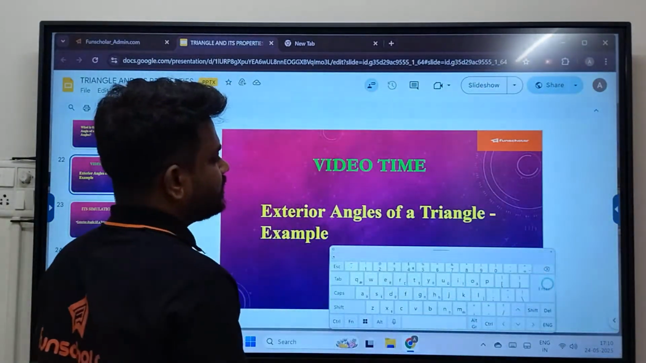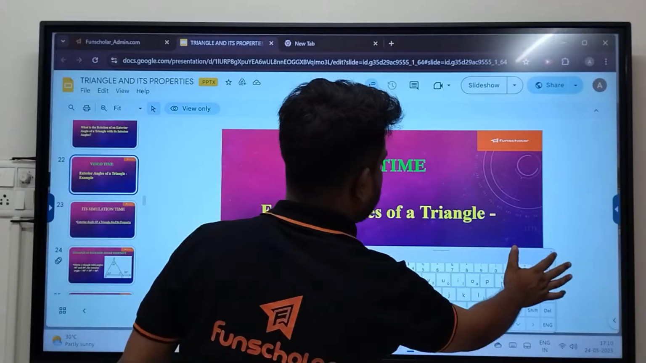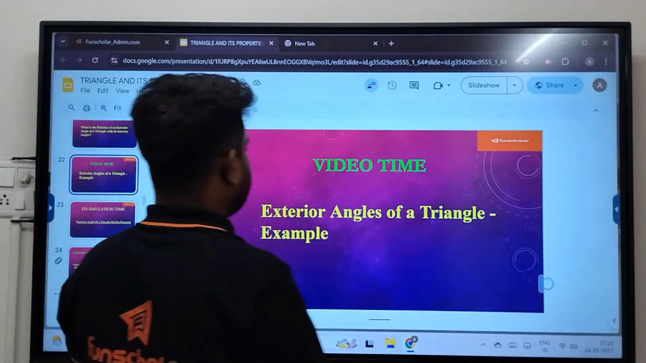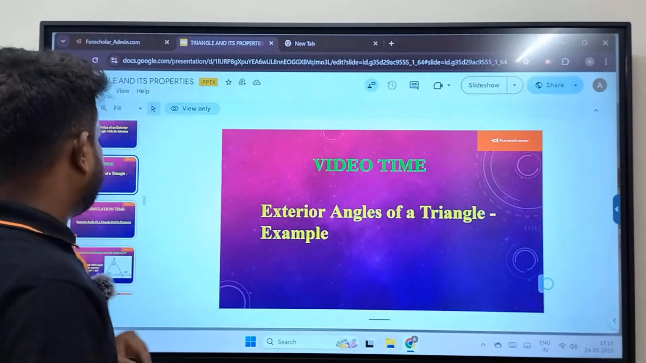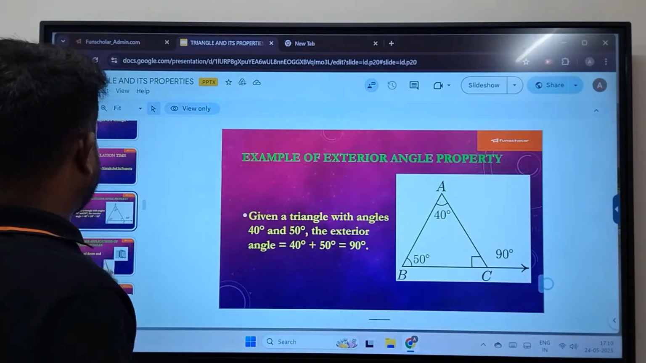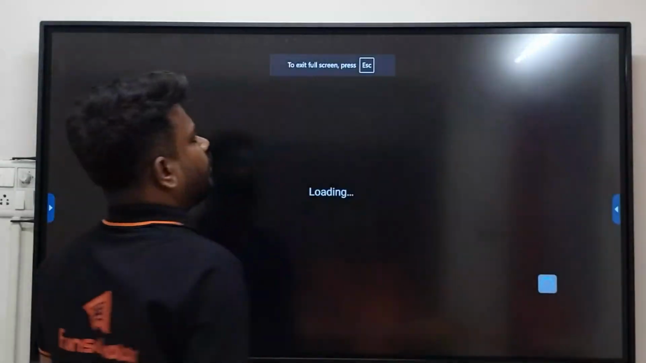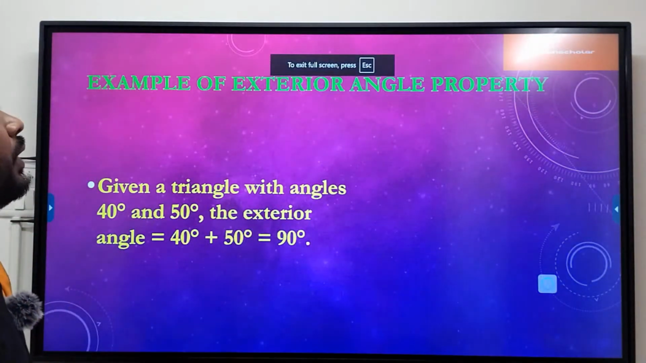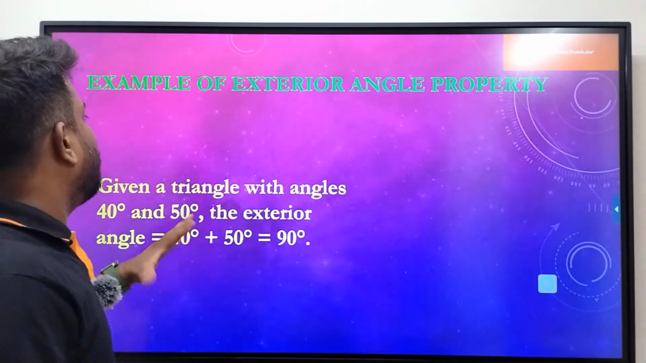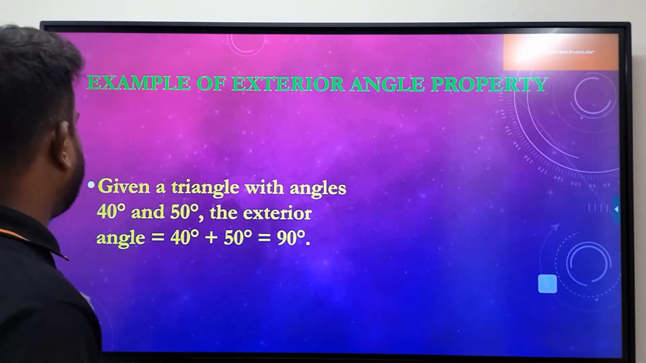So we also have some examples of this exterior angle property, and it has videos also. I am not playing it here, and you guys can watch this peacefully at your home. So now let's look at some sums of this exterior angle property.